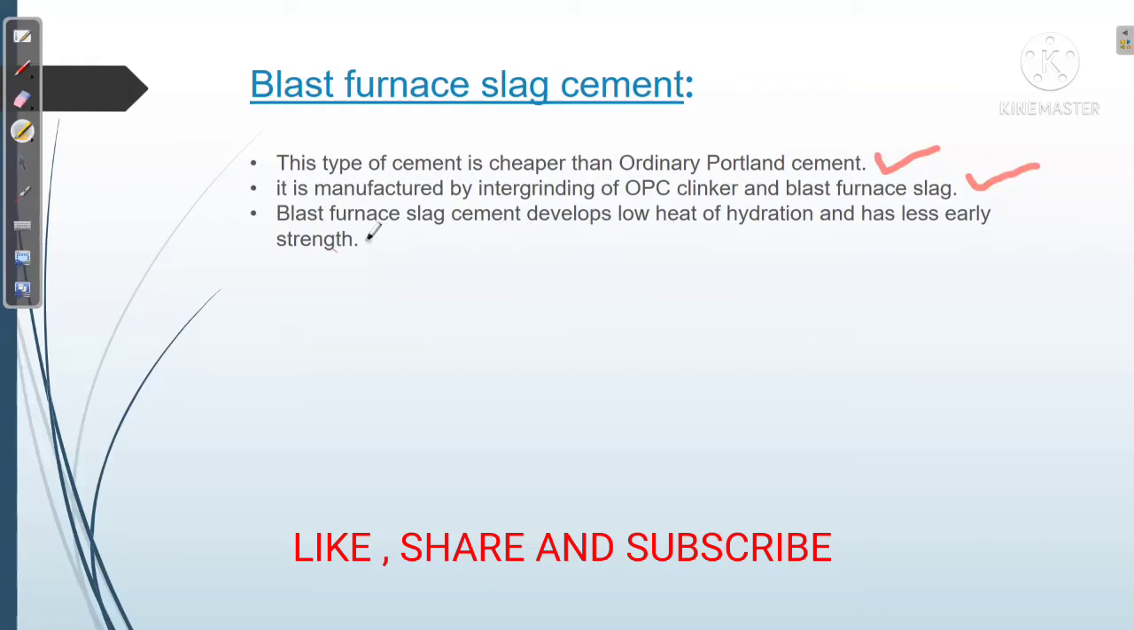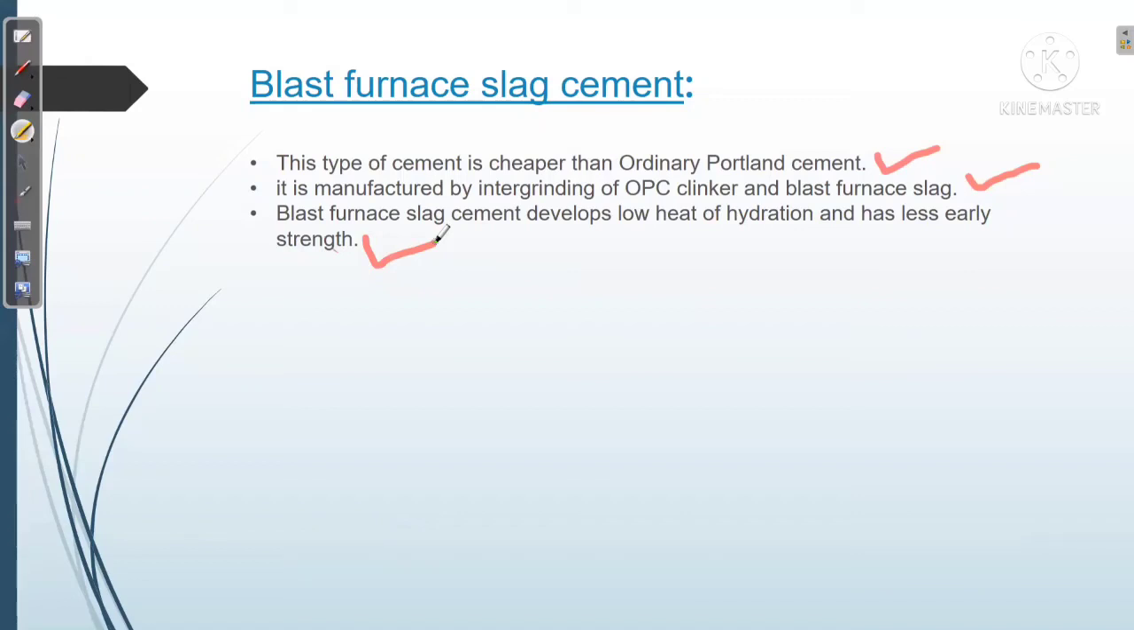The third important point is that blast furnace slag develops low heat of hydration and has less early strength. So it has less early strength, and the heat of hydration is quite low. These are the three important points listed for this kind of cement. I hope you got some good knowledge from today's video. These were some types of cement we discussed in this video.